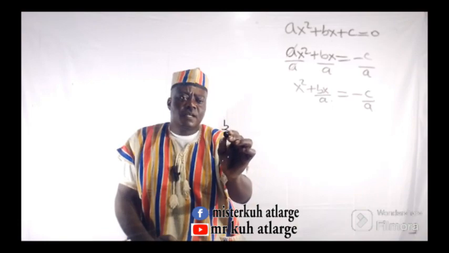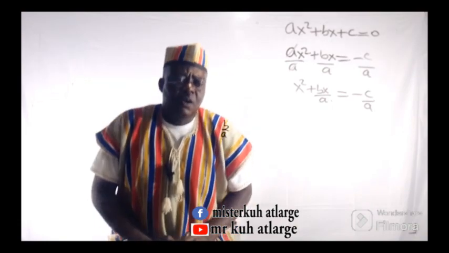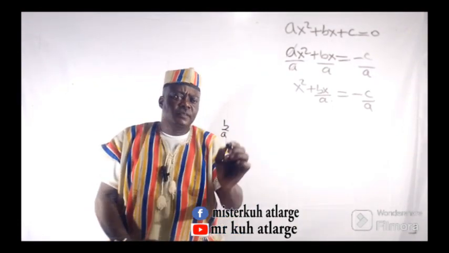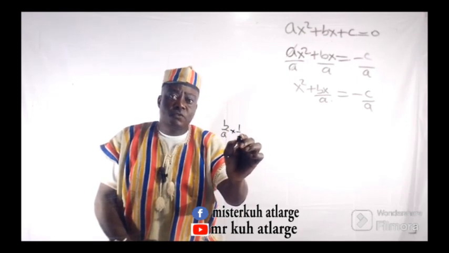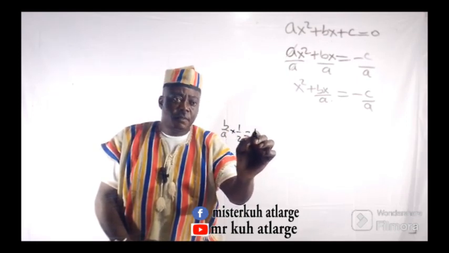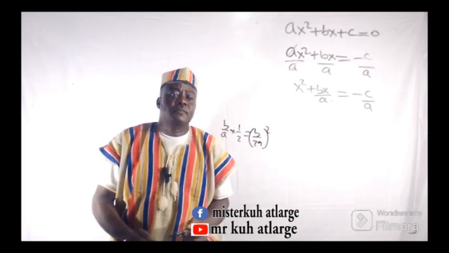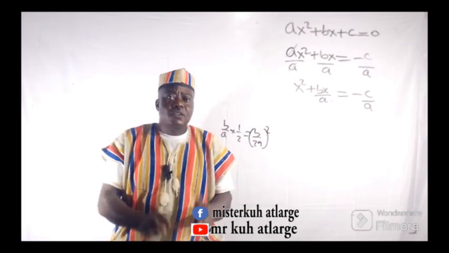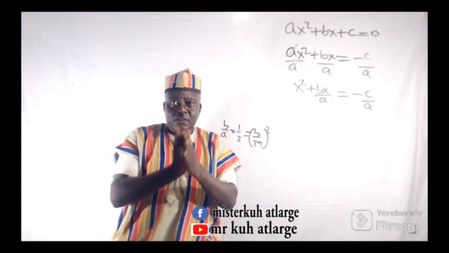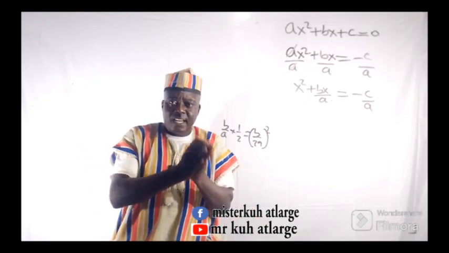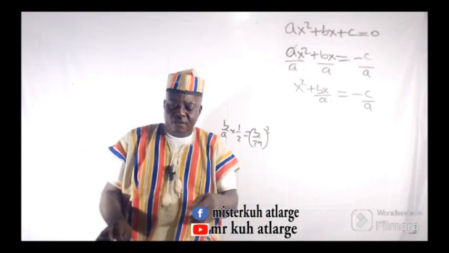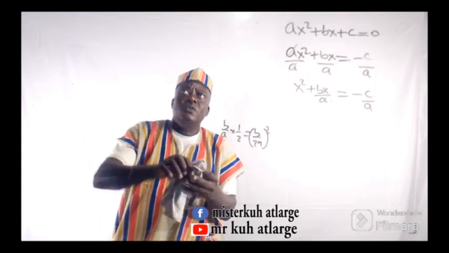b over a. What is the half of b over a? Times 1 over 2, which gives you b over 2a. Then you square it. So you are going to add to both sides half square of the coefficient of x, which is b over 2a all squared.